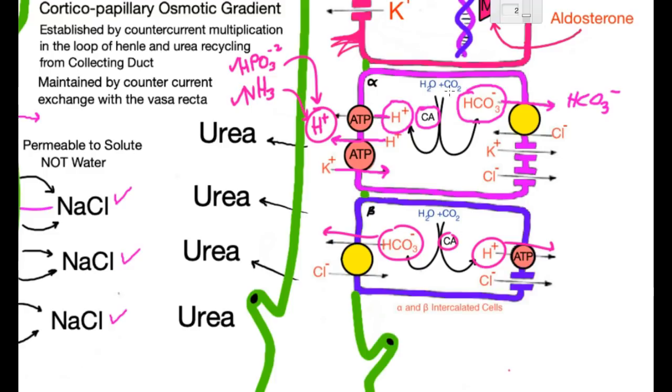And so this is important. Now we can go both ways. We can secrete protons in times of acidosis, and we can secrete bicarbonate in times of an alkalosis. Okay, so this is important, and this is how the kidney can keep us in good acid-base balance.